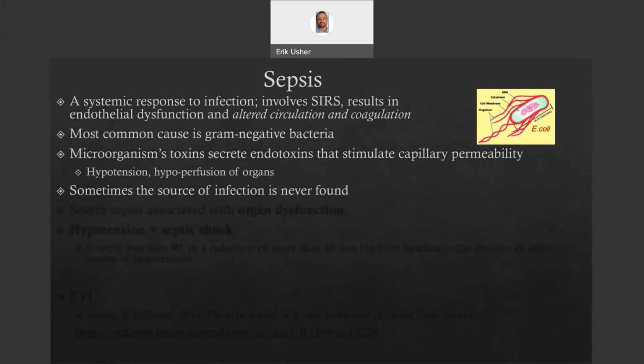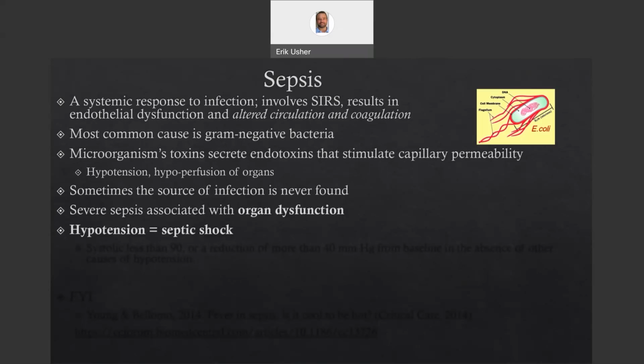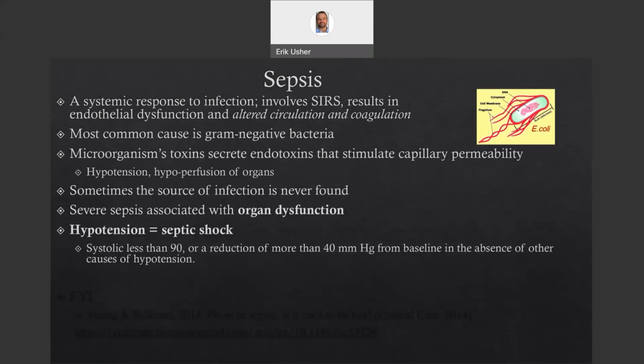Sometimes the source of infection is never found. We know they're septic, but we can never find what the root cause of it is. Idiopathic. Severe sepsis is associated with organ dysfunction, as we discussed a second ago. And hypotension is what makes it septic shock: a systolic less than 90 or a reduction more than 40 millimeters of mercury from baseline in the absence of other causes of hypotension. So we've ruled out all those other causes.